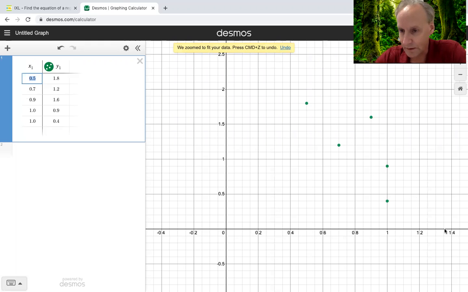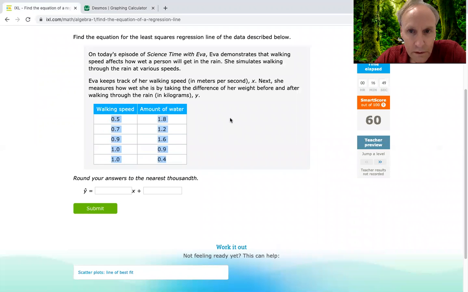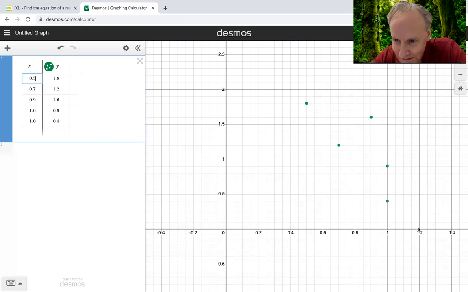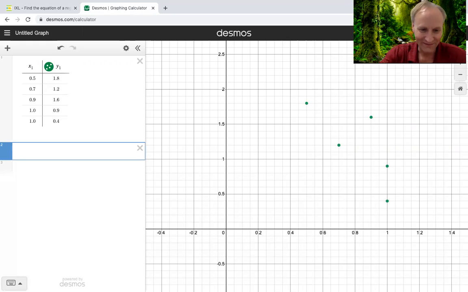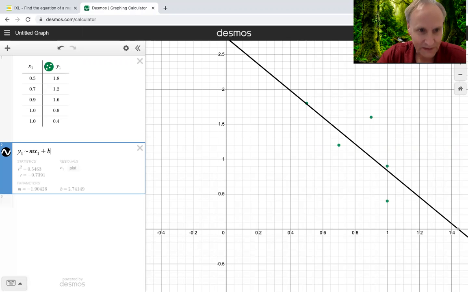And it definitely looks like if we could go, is this miles per hour? Meters per second. If we could go fast enough, say 1.2, 1.3 meters per second, it looks like maybe we would avoid rain altogether. That's not the case, but oh well. Y1 tilde mx1 plus b. There we go. Now, here's our y-intercept, which means if we could manage 1.4 meters per second, we would not get wet at all. Assuming the rain starts at a given time, that would probably be true.